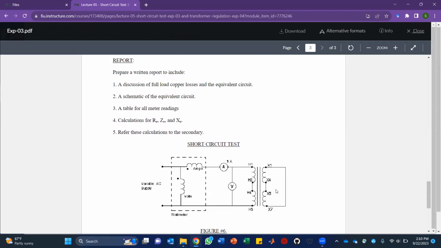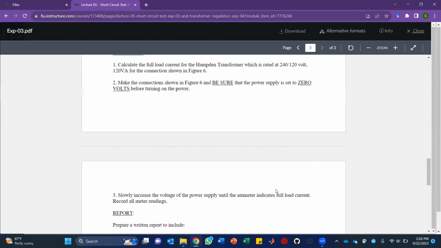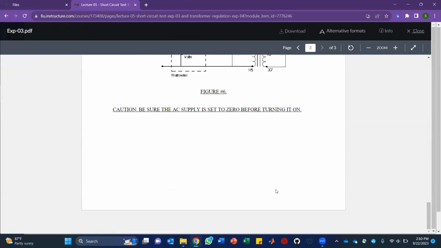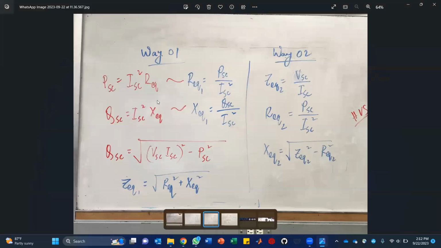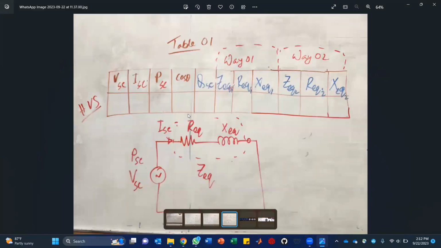Now I'd like you to draw a table which will look like this one. These are the formulas of way 1, and these are the formulas for way 2. I'd like you to use both of them and draw a table which will look like this.